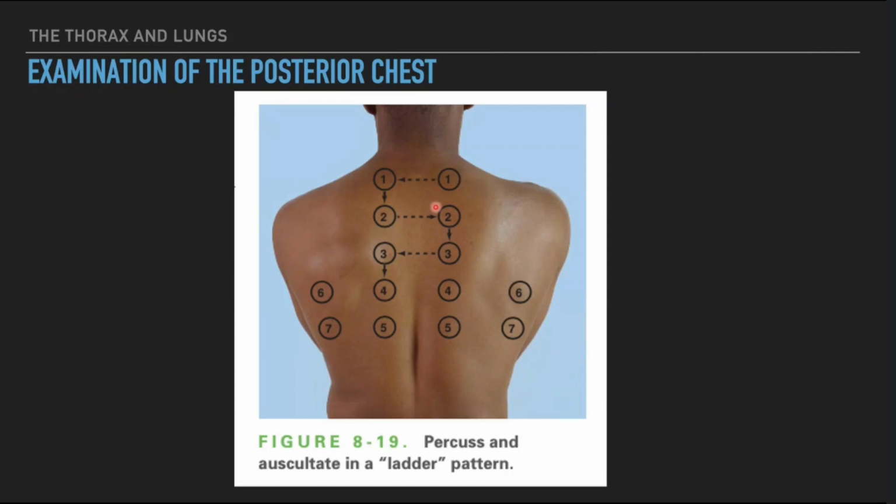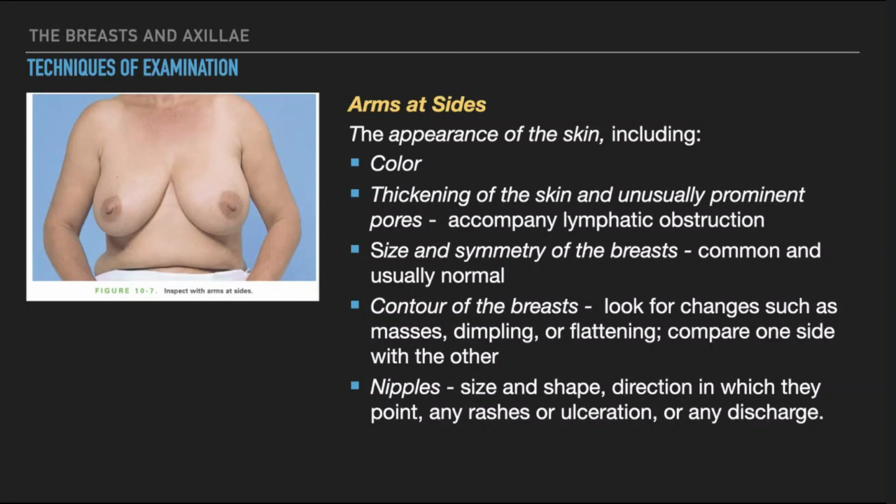In your book, there's actually an image on how to do these steps properly. So arms at the side, you have to take note of the appearance of the skin, including the color, any thickening of the skin or unusually prominent pores. This is usually secondary to lymphatic obstruction. So we see this in breast cancer patients. They usually have these changes, especially if left untreated. The size and symmetry of the breast, you have to take note of that. The contour of the breast, look for any masses, dimpling, or flattening, and compare one side with the other.